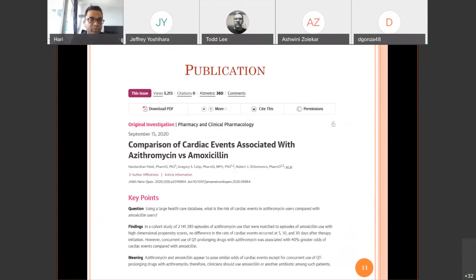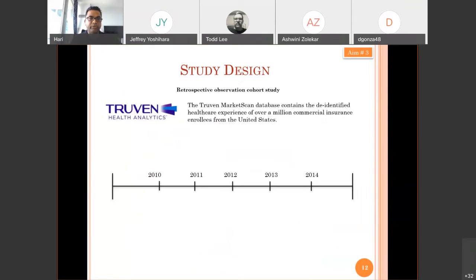So this third paper was just recently published in JAMA Network Open. You can find the full study there, but I'll walk you through the results. Instead of having a whole lot of text, I like to show a lot of visuals, so hopefully that's okay. But so this was a retrospective cohort study.